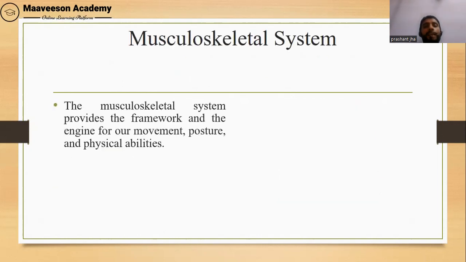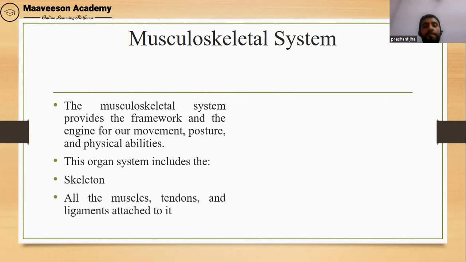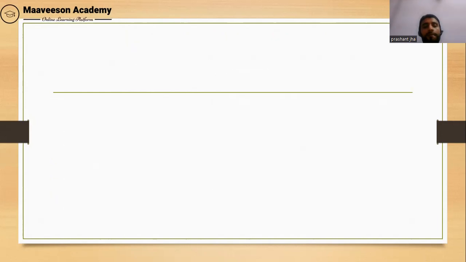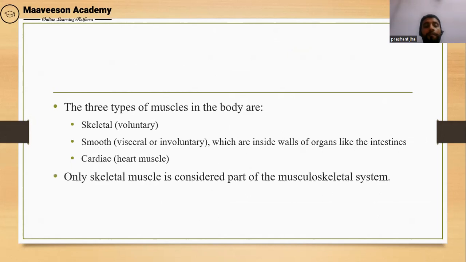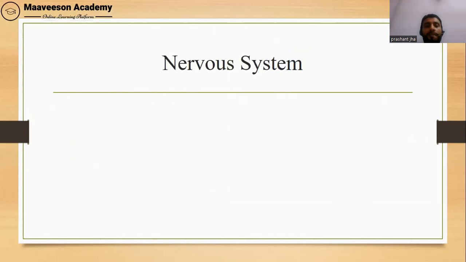Next is the musculoskeletal system. This system provides the framework and the engine for our movement, posture, and physical abilities. This organ system includes the skeleton, all the muscles, and tendon and ligament attachments. The three types of muscles in the body are skeletal muscle, smooth muscle, and cardiac muscle. Only the skeletal muscle is considered a part of the musculoskeletal system.